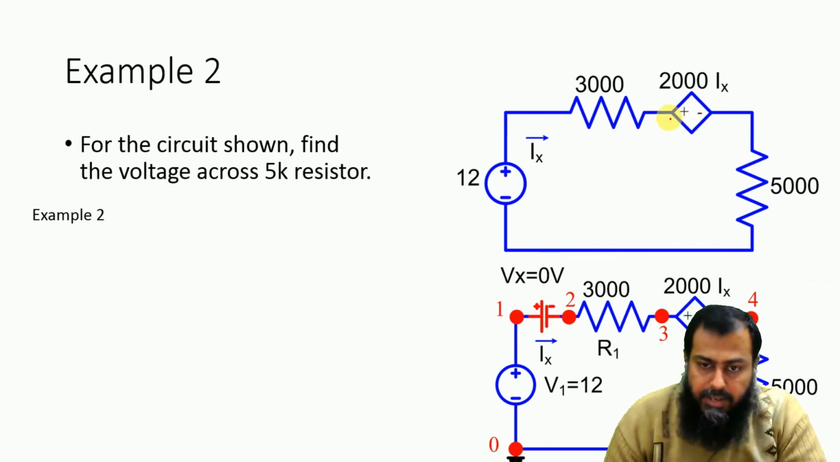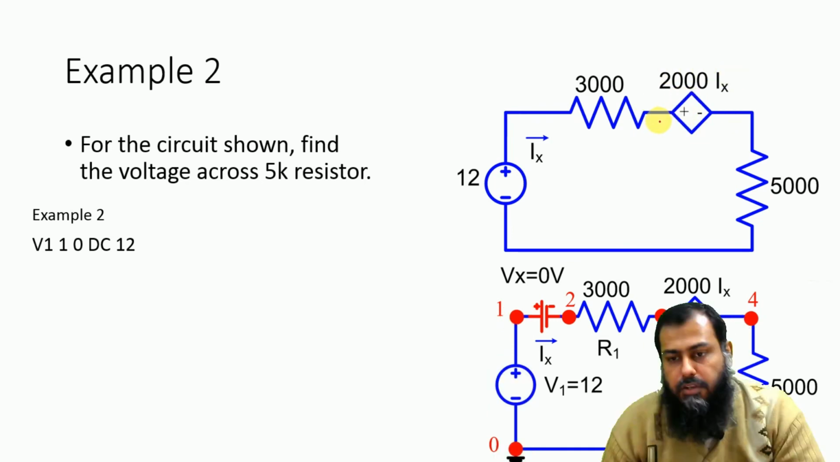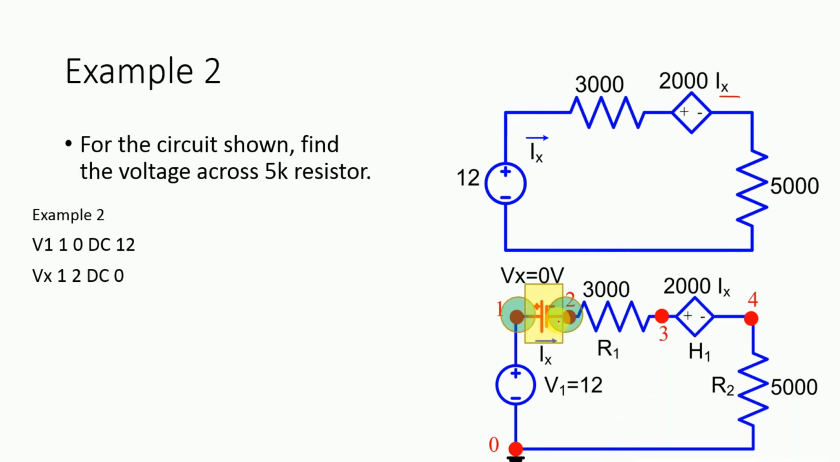So the procedure is the same, except that we need to see how we have modeled this particular current controlled voltage source. To model that, because this is dependent on this current Ix, and Ix is the current flowing here, we have added this dummy voltage source here, and it is connected between node number 1 and node number 2. Next, when we define this particular 2000 Ix, then you should notice that we first need to identify this particular node and this particular node.